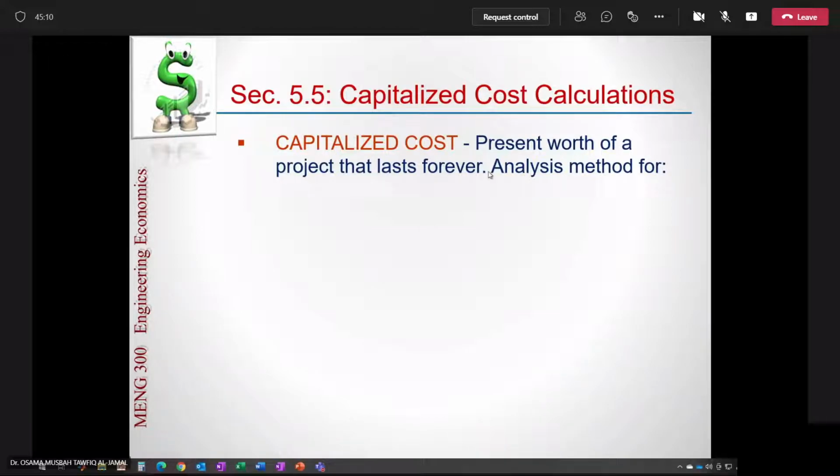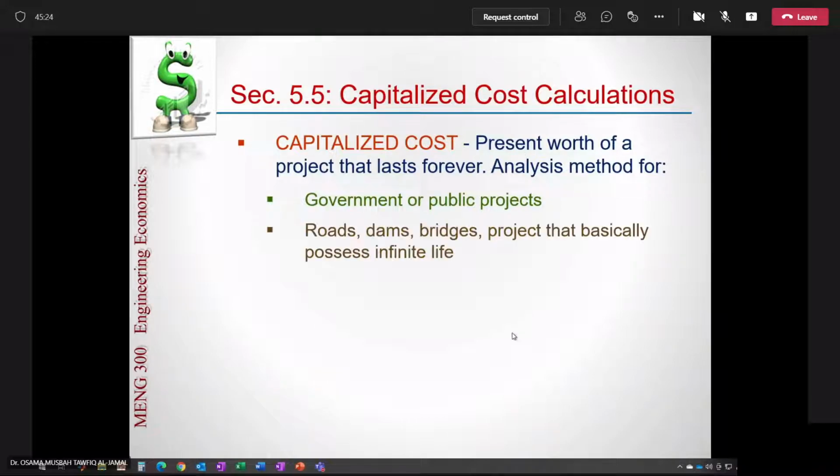But what is that forever? Can we estimate it? We'll see it in a while. Government or public projects are using this for their projects, like what? Roads, dams, bridges, projects that basically possess infinite life. The causeway, the flyovers, the roads.